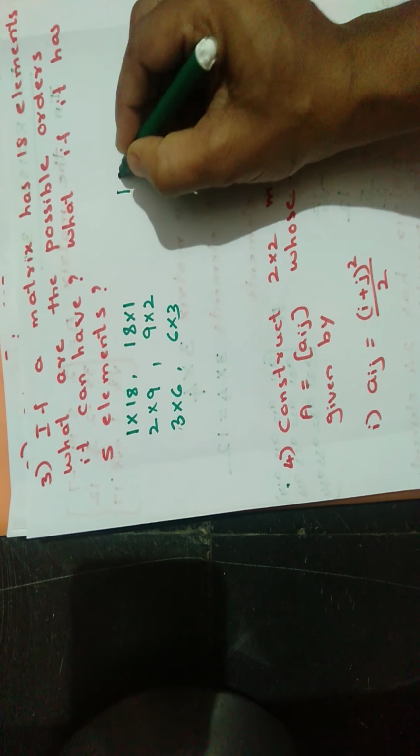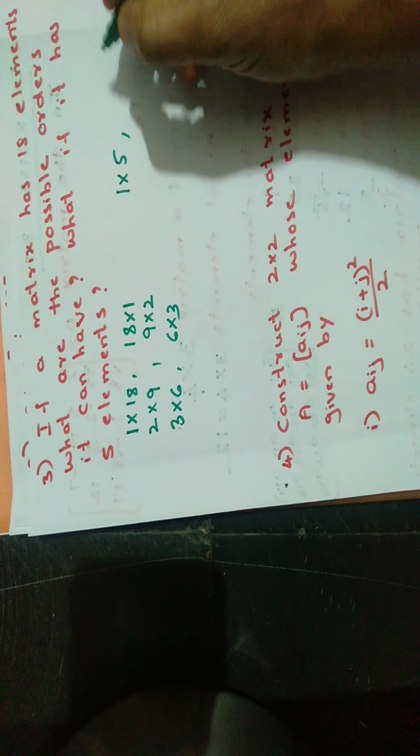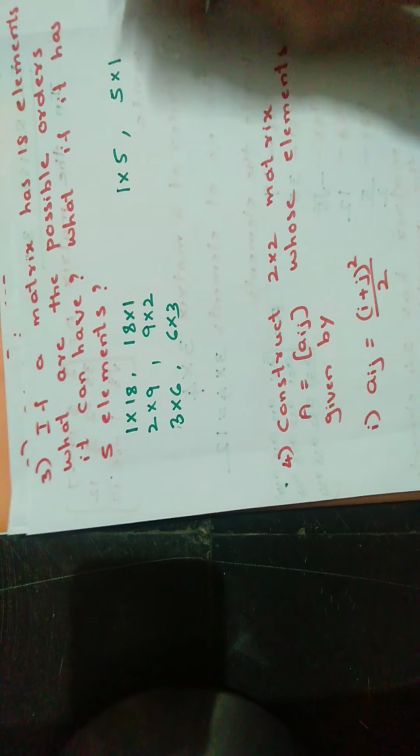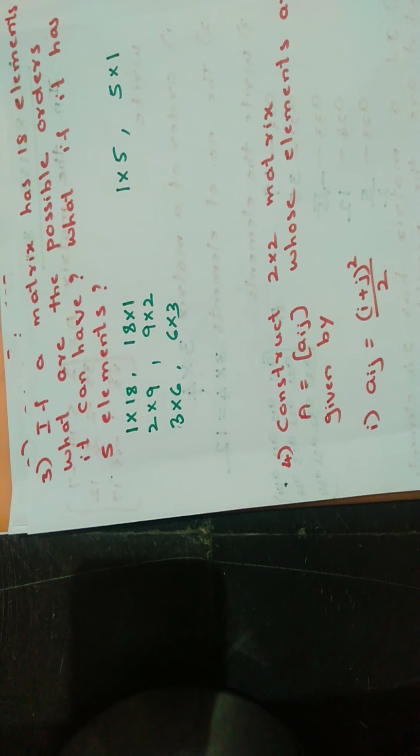Next, again in this question one more example is there, that is, what if it has 5 elements? 5 is again a prime number, so the possible orders are 1 cross 5 and 5 cross 1. These are the possible orders.